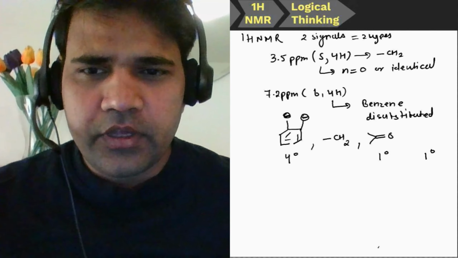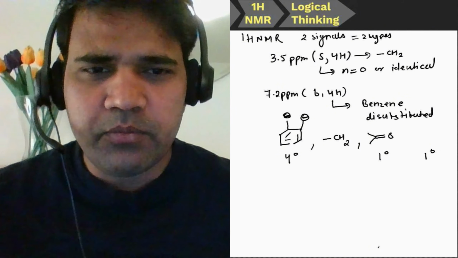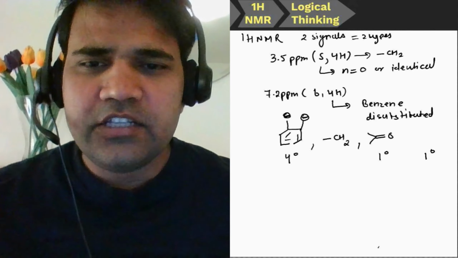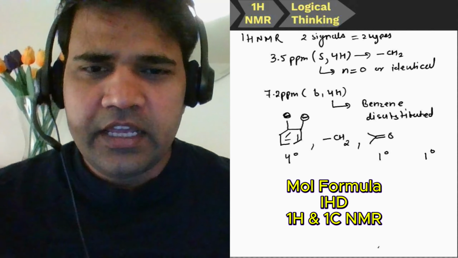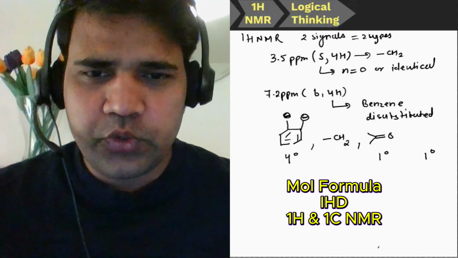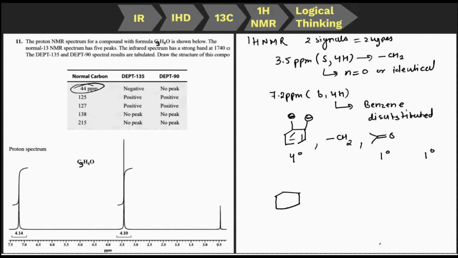This step requires careful logical thinking, and we must consider all the possible structures and identify the one that is fully consistent with the molecular formula, index of hydrogen deficiency, and all the spectral data. So let's do it together. We can write the structure like this. Let's say there is a CH2, right? This one, and then CH2, and then the keto group, and then connect to the benzene ring.